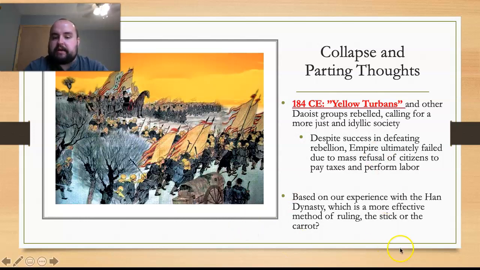So again, based off of this, which is a more effective system of ruling, particularly focusing on the autonomy this time? Should you focus on the stick and force heavy tax participation, or focus on a more carrot approach and have a hands-off system that rewards people for economic participation? Which of these, in the Han's case, do you think proved most effective?